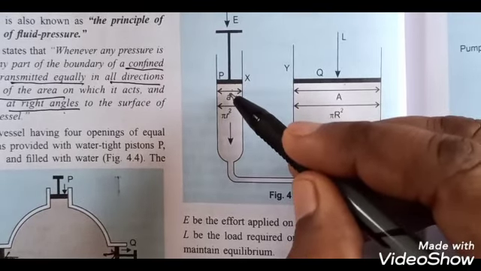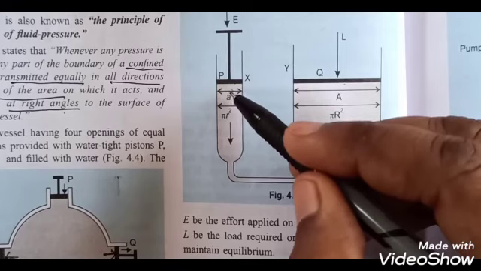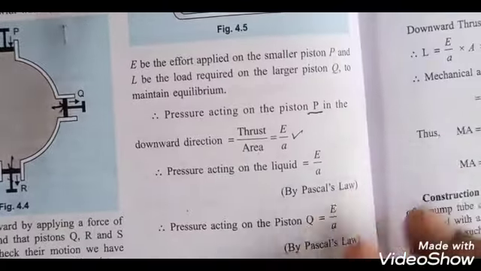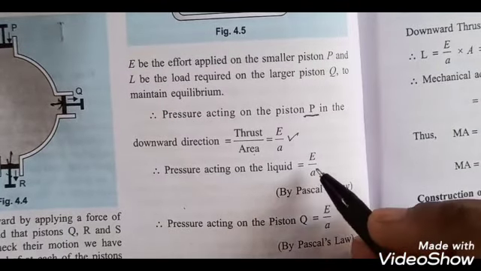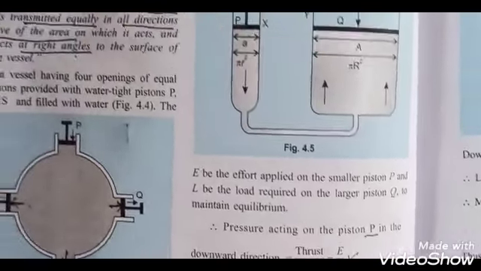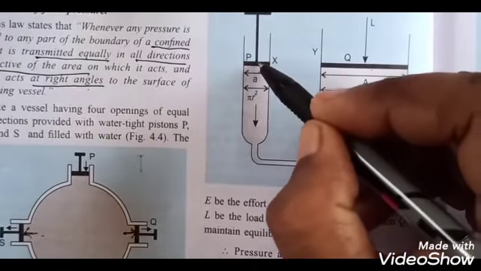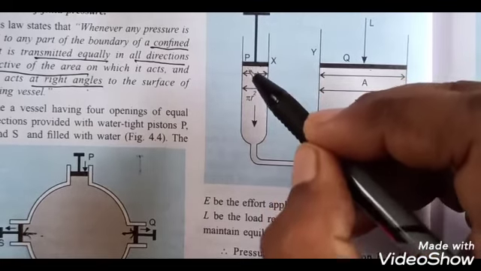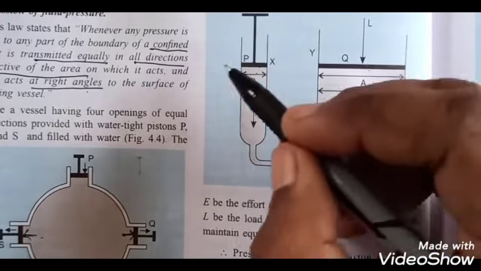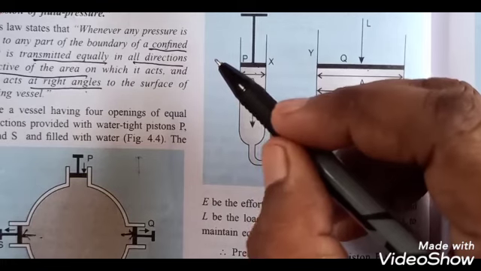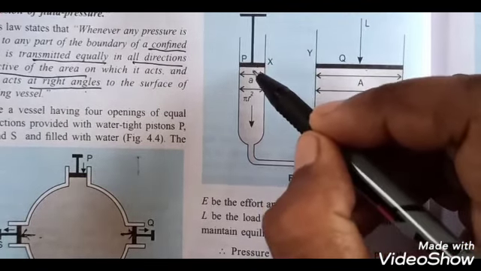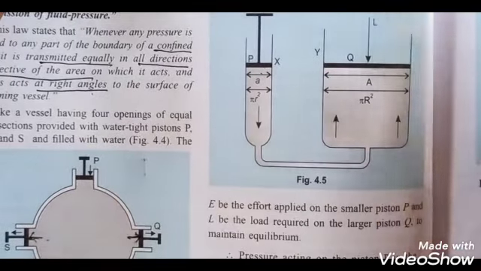Now what is the pressure acting on the liquid inside? Whatever liquid, maybe water, maybe some other one, say water. The pressure acting on the liquid is also E over a. Why? Because whatever pressure is acting on the piston, the same pressure will be acting on the liquid which is in contact with it. We have already done Pascal's law: pressure applied on a liquid is equally transmitted. Whatever pressure is acting on the piston, the same is acting on the liquid.